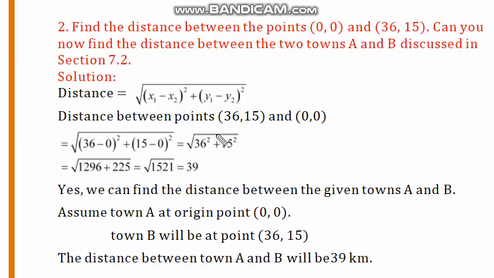At the same time, in this question, find the distance between the two towns A and B. So the first town here we can consider as (0, 0), and the second town we can consider as (36, 15). So we found their distance. So what is the distance? Distance is 39. So the distance between town A and B will be 39 kilometers.